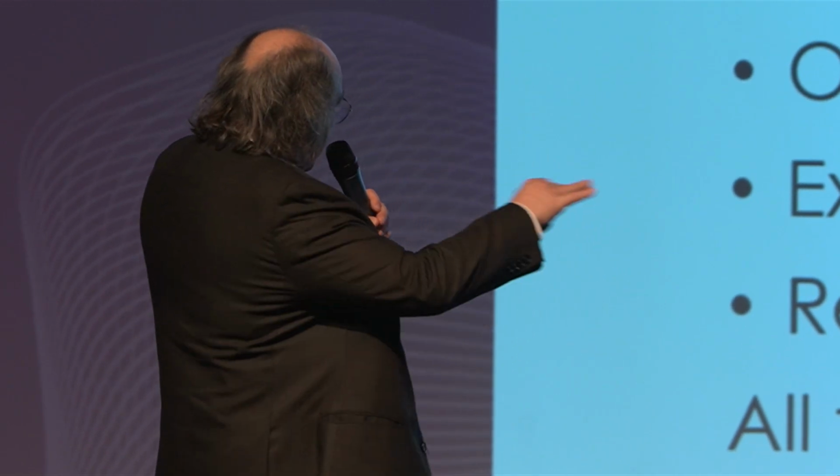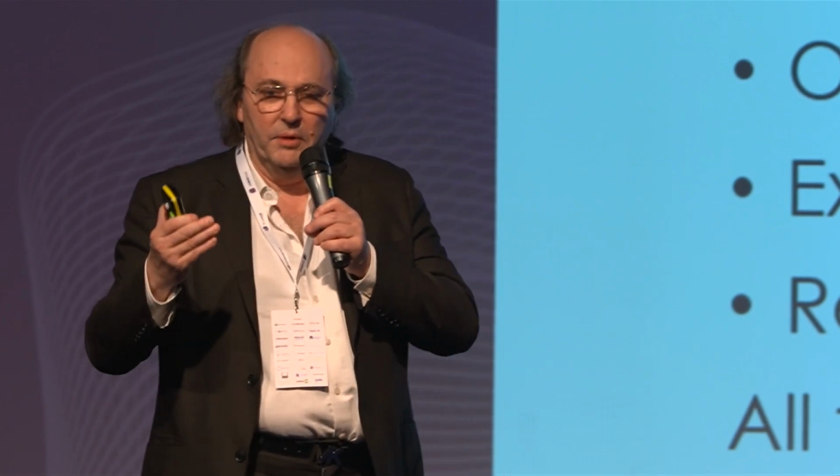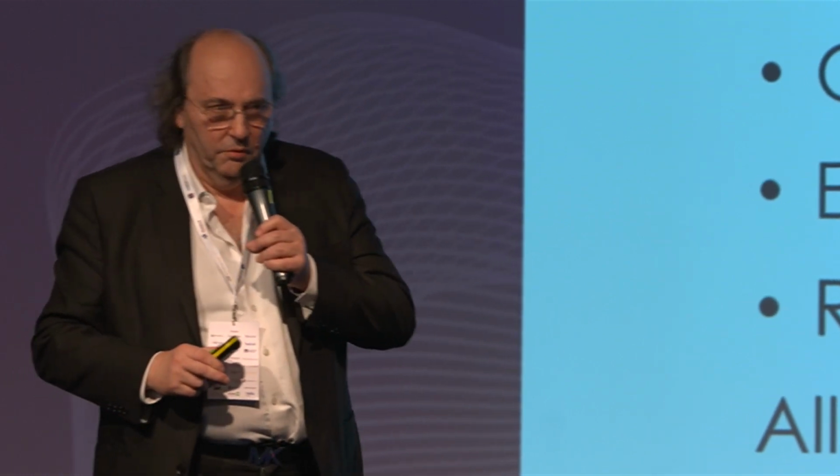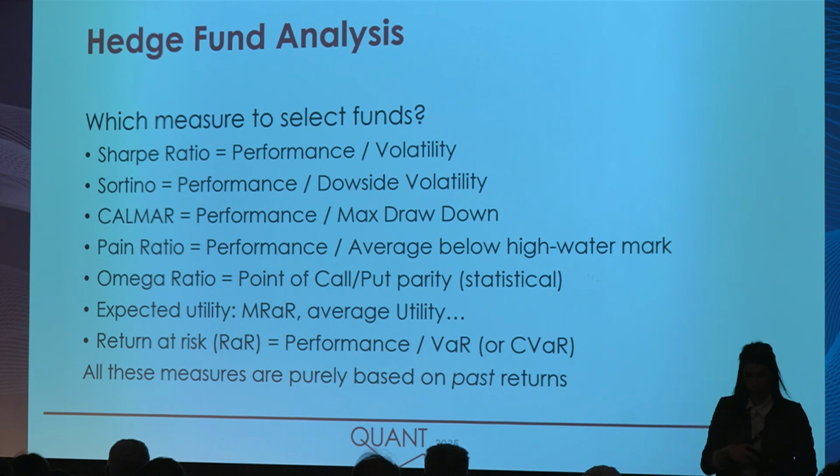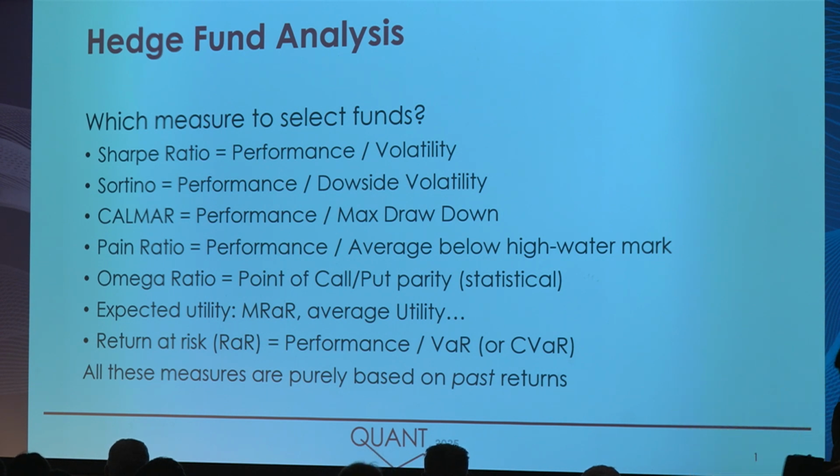Which is how much on average you are below your previous high watermark. Very related to this happiness that Paul was mentioning. The omega ratio, which is where you should put the bar so that the puts are equal to the calls. And plenty of things. Morningstar is having their MRR, utility functions, etc.